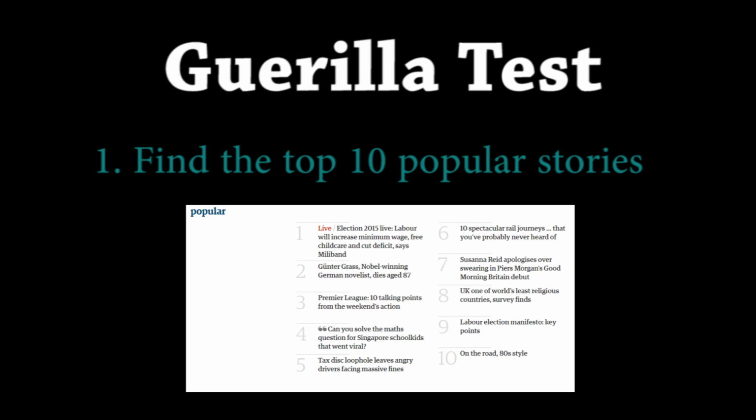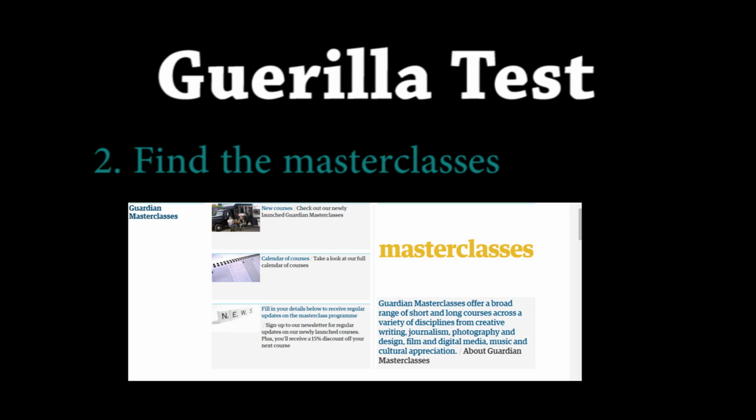The first one was to find the top 10 popular stories. These were the top 10 articles for the Guardian website at the current time. The second task was to find the masterclasses. These were a variety of courses that the Guardian offer.